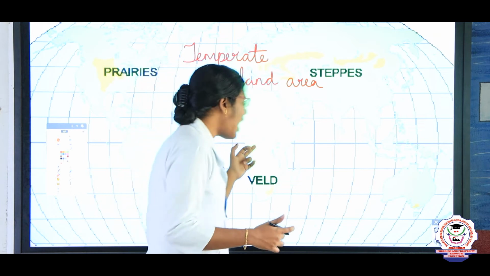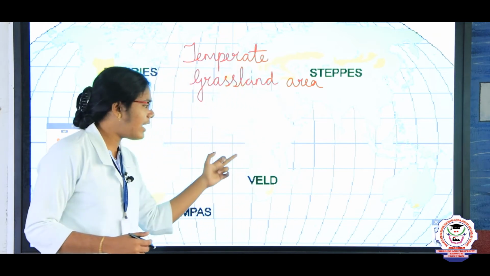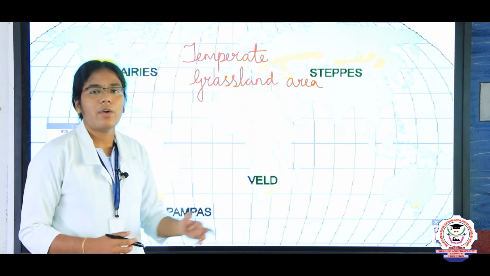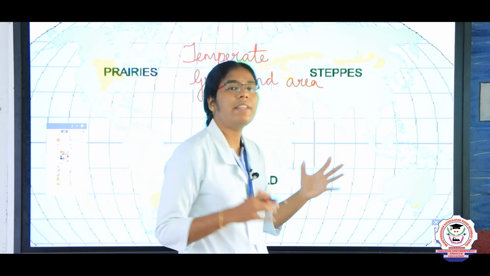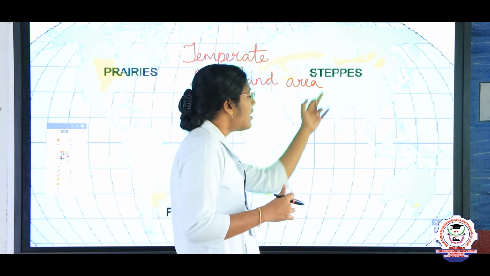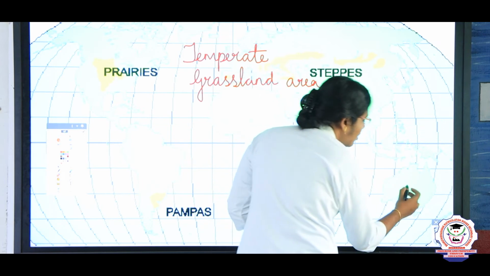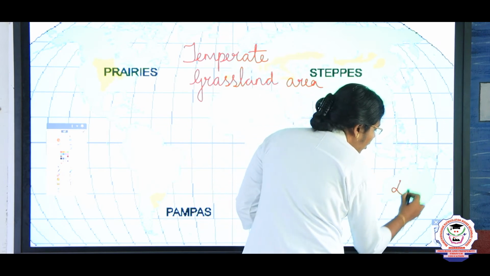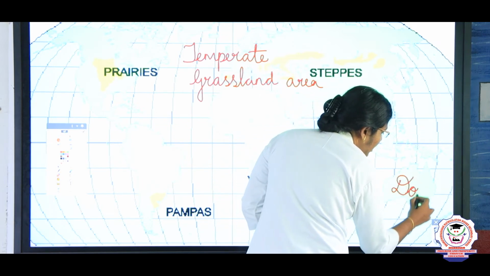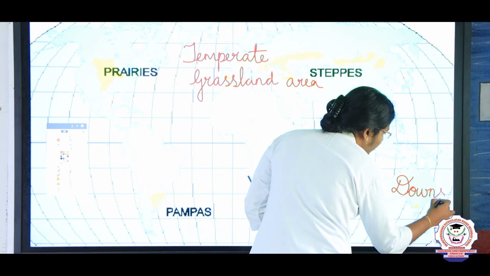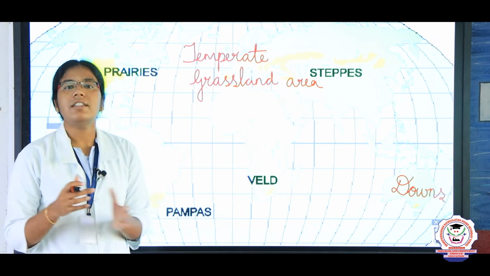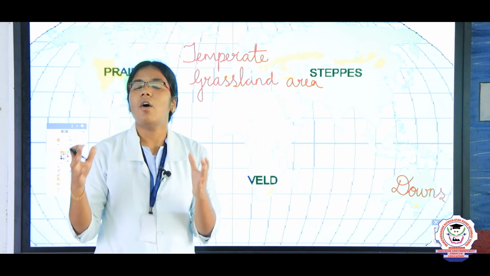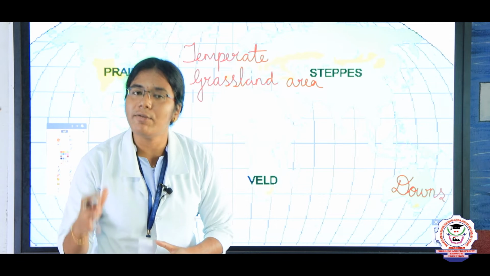Then in Africa they gave the name velds. In Europe they gave the name steppes. In Australia they named it downs. So these are the different names of grassland given by different countries.